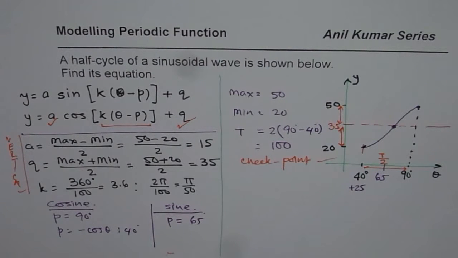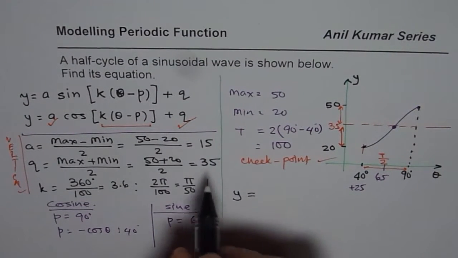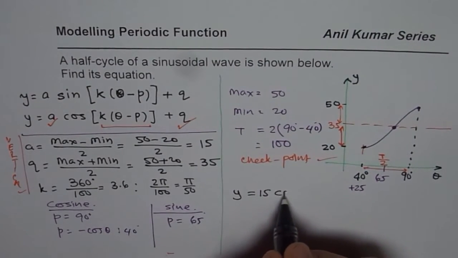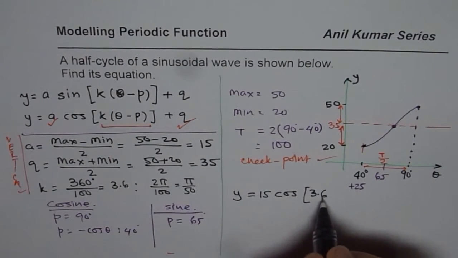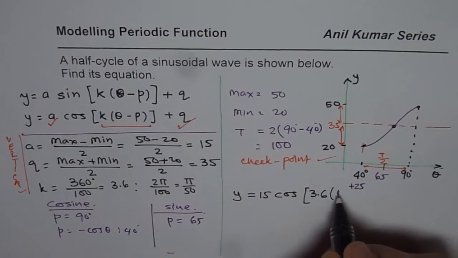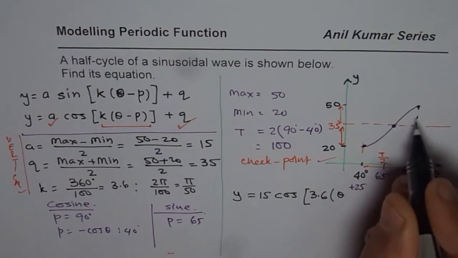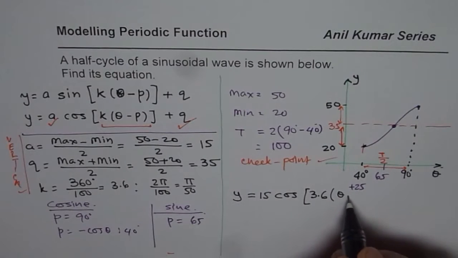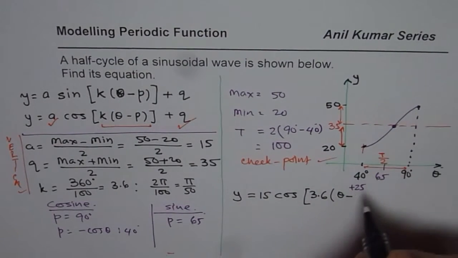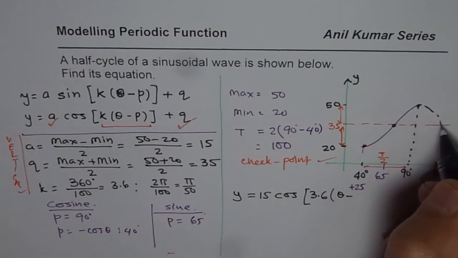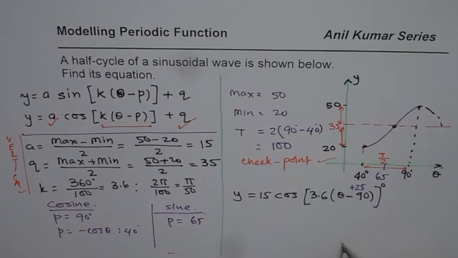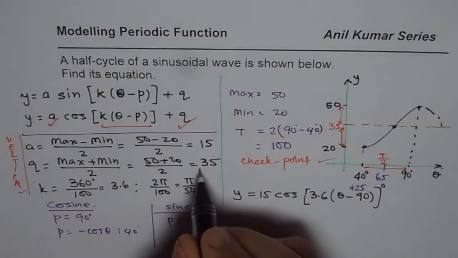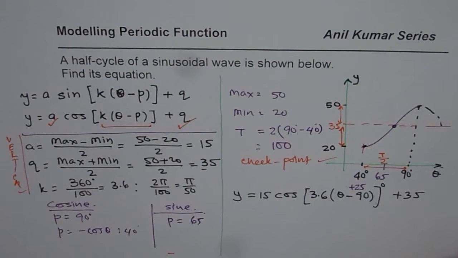Let's begin by writing the cosine function first. So y equals 15 cos, k we calculated as 3.6, let's do it in degrees, okay? Times theta, my variable along the x-axis, minus P. So I could use minus 90, correct? So that is the maximum. So cosine, we are assuming that it's going to go like this, correct? So that is the point, minus 90. All this is in degrees, correct? Plus this axis of 35. That is one way of writing it.